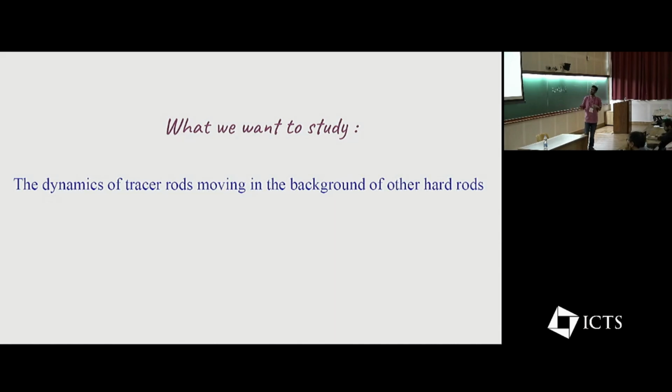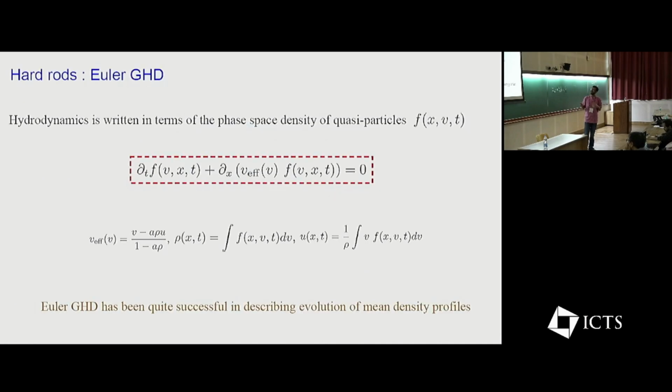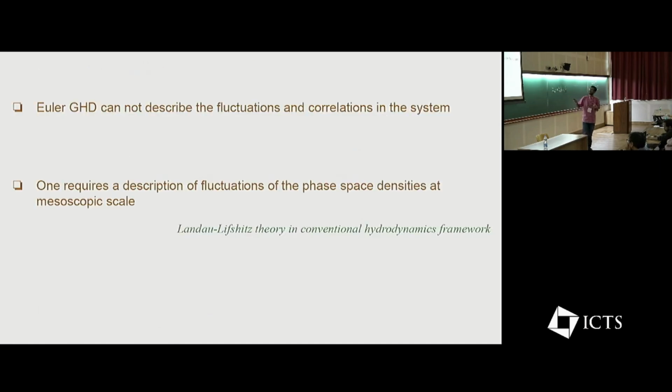But before going to our case, the hard-rod system and the tracer dynamics have been studied extensively using the hydrodynamics approach, where the hydrodynamics can be written in terms of the phase space density of the quasi-particles. In the hydrodynamics, the Euler GHD or its corrections can successfully describe the mean density profile. Whereas if we want to study the correlation or the fluctuation between two tracer particles, then Euler GHD cannot describe it, and one requires the description of the fluctuation of the phase space densities.